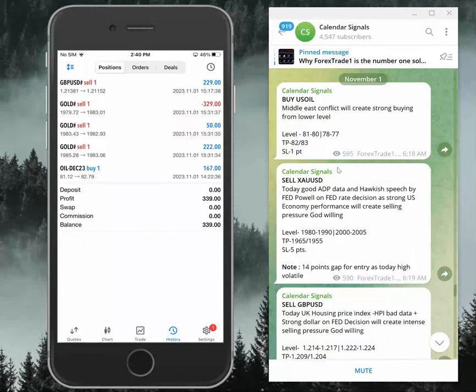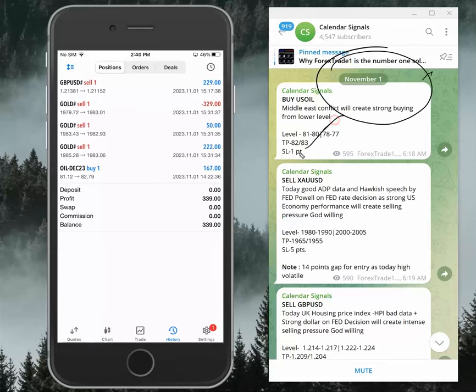Here is the performance for today's calendar signals. Today's date, 1st of November. You can see the date pop up here, 1st of November. And today we gave these following signals: buy oil, sell gold, and sell GBP. These three signals we gave today.